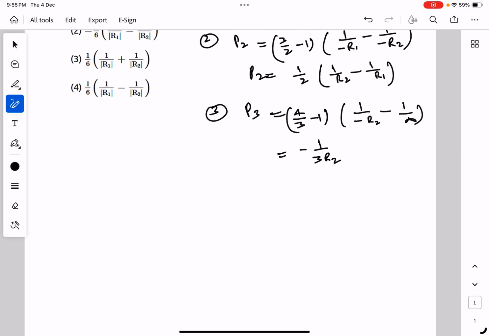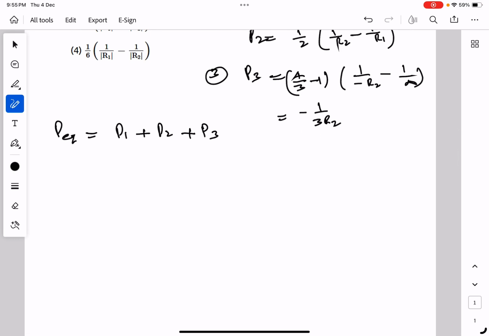Now let's add to find out the power of the combination. P equivalent is P1 plus P2 plus P3. This would be equal to 1 upon 3 times 1 upon r1 minus 1 upon r2, minus 1 upon 2 times 1 upon r1 minus 1 upon r2.